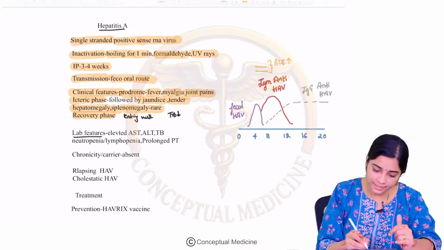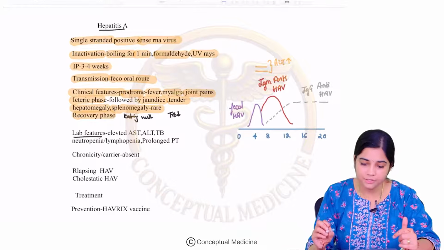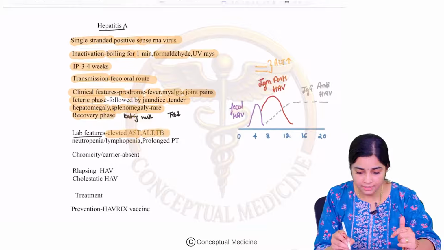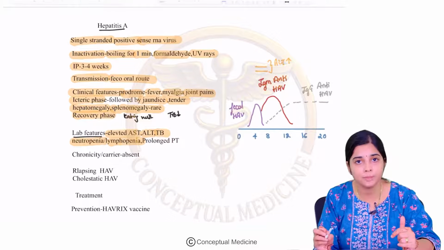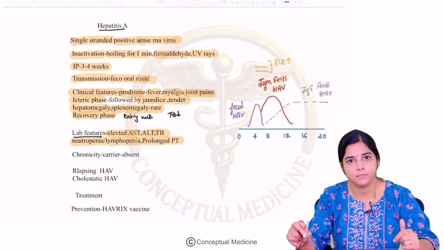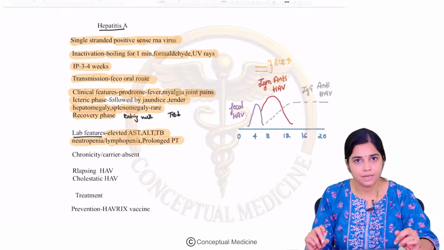Now let us look at the lab features. What are the laboratory features of hepatitis A? There is elevated AST, ALT, and total bilirubin. Apart from that, in the CBC you can find neutropenia and lymphopenia. Sometimes they can be associated with prolonged prothrombin time as well. So let us look at the graph here.